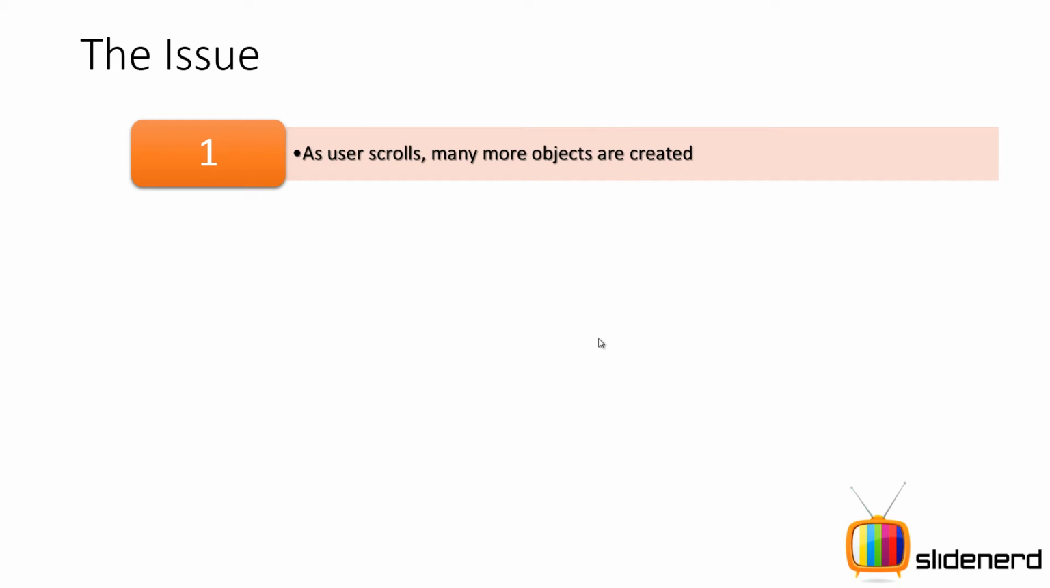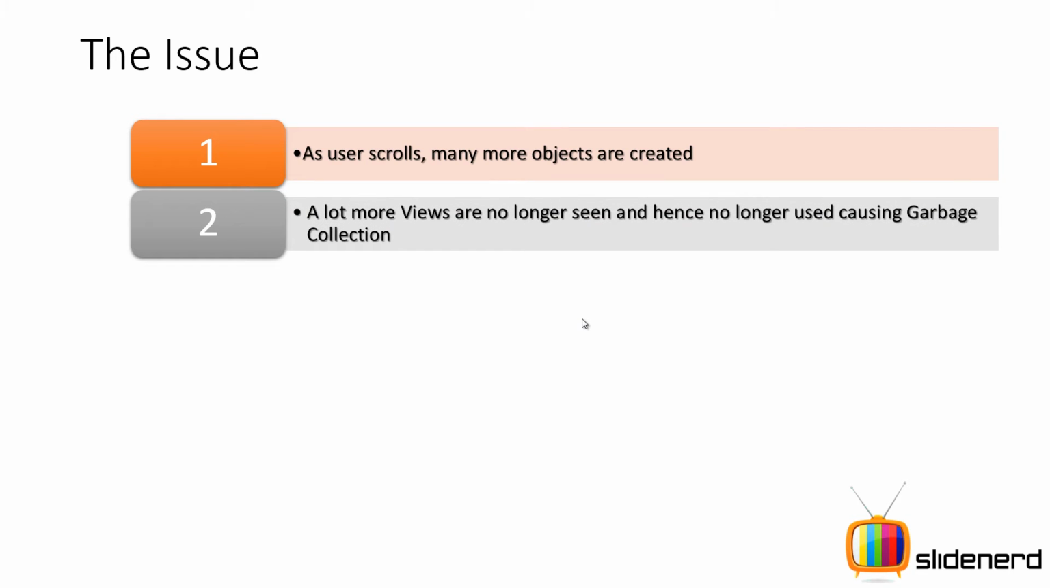One, as the user scrolls, many more objects are created. Now think about this. You have 100 contacts on your phone. What would happen if your list view had to show all the 100 contacts with their images, description, and whatnot details? That would be a whole lot of objects being created, right? And then, two, remember, not every view is being seen by the user at the same time. If you have 100 contacts, the user probably sees 5 or 10 at the most at a given time, depending on the screen size. That means the other objects are just being created and thrown off.